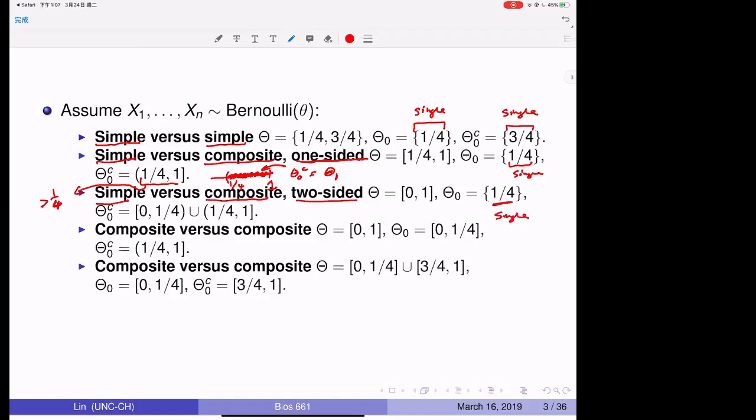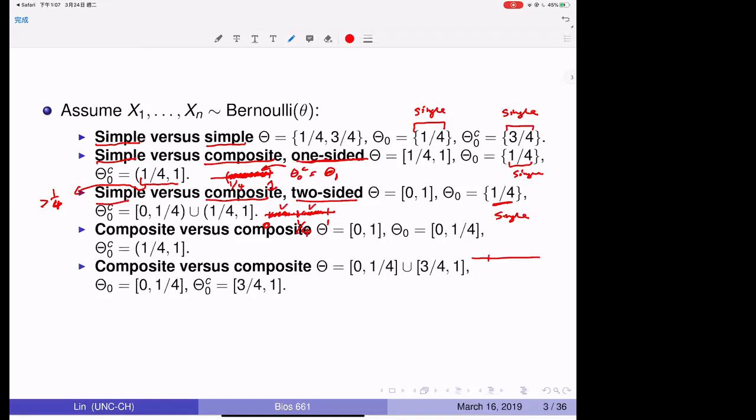I do have two times. I have a single one, 1/4 right here. I do have 1 and 0. I do have two-sided: 1 is here, then 1 is here. They are both many points, so composite, and then two-sided, right-hand side and the left-hand side, two-sided. Okay, of course you can have what?